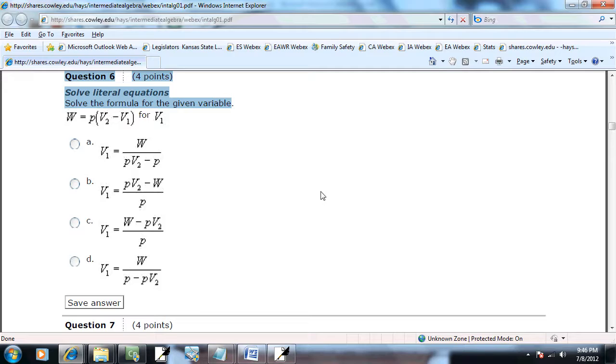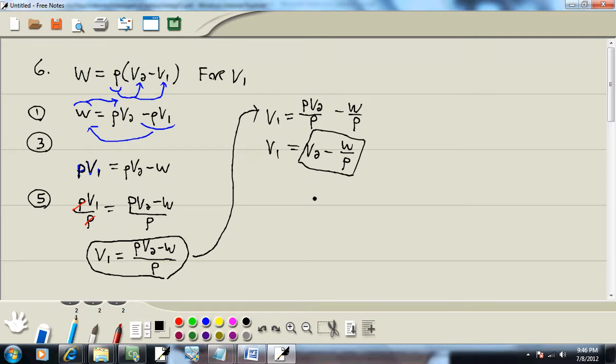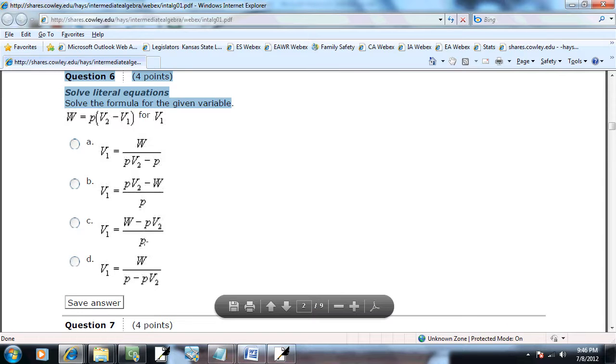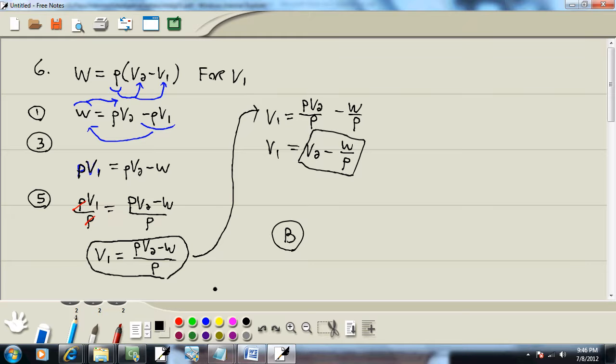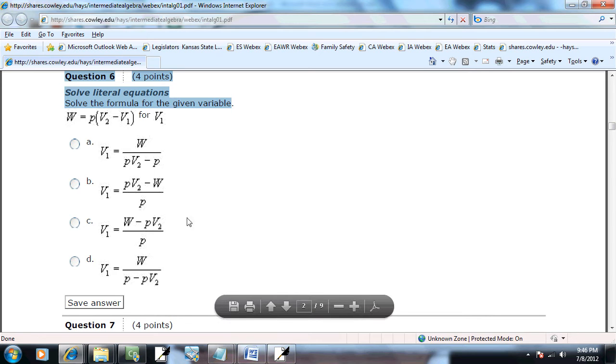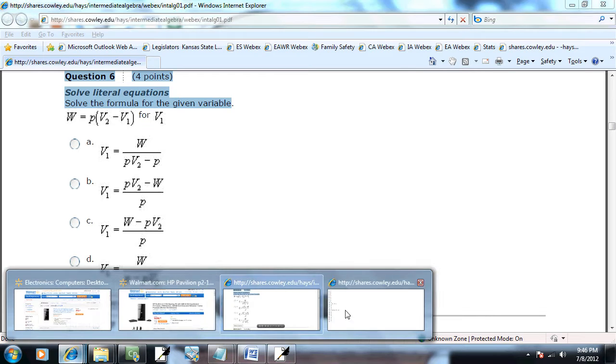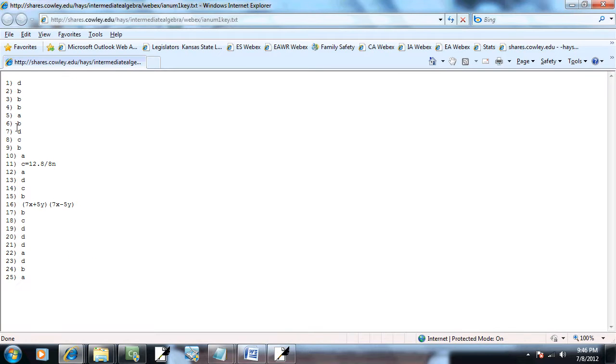So again, very frustrating on that. Let's see what form they leave this in. It looks like they leave it as a single fraction. And (P V sub 2 minus W) over P, looks like B is the match. Now I'm actually going to verify this one, just to make sure we're looking at the right one. So 6B. And that checks.